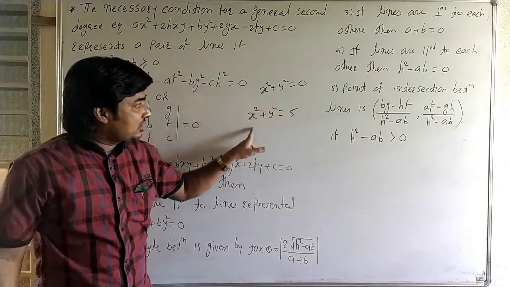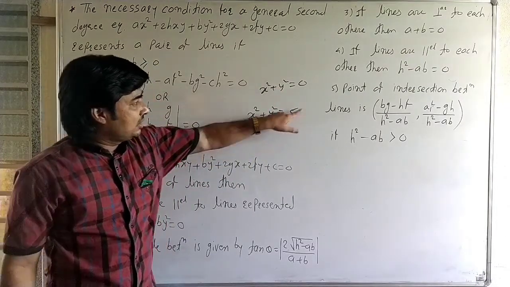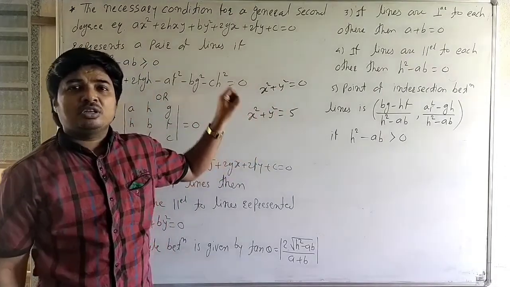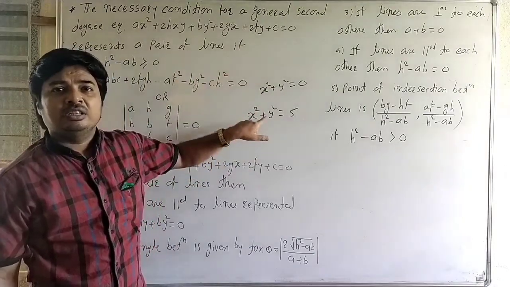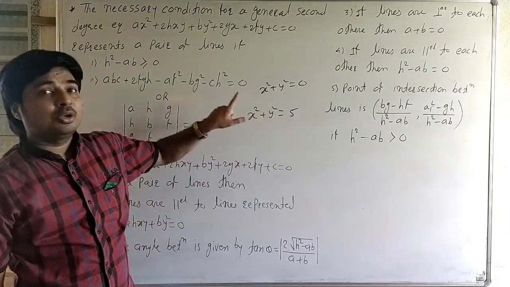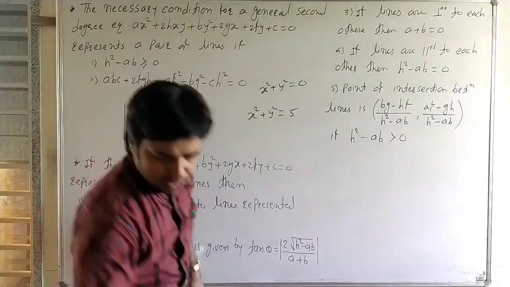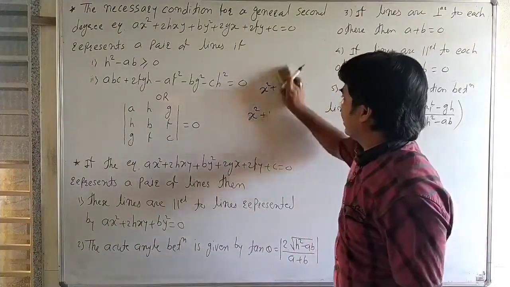Therefore this second degree homogeneous equation does not represent a pair of lines. It is the equation of a circle, which we already saw in the 11th chapter. It does not represent a pair of lines. The general second degree equation represents a pair of lines if this condition is satisfied.